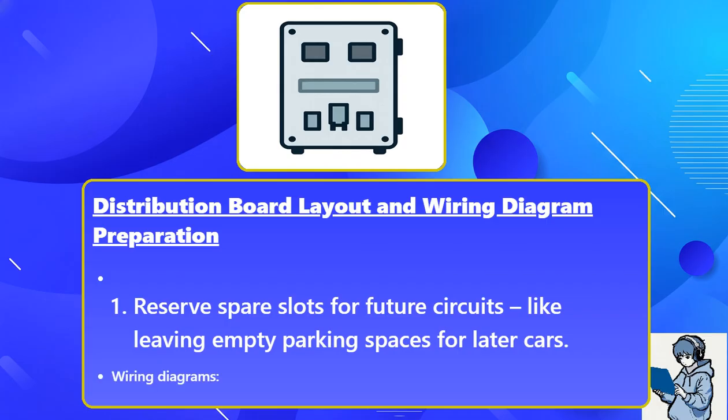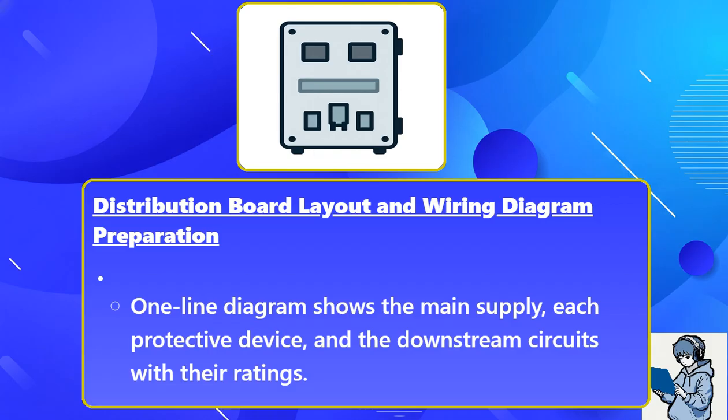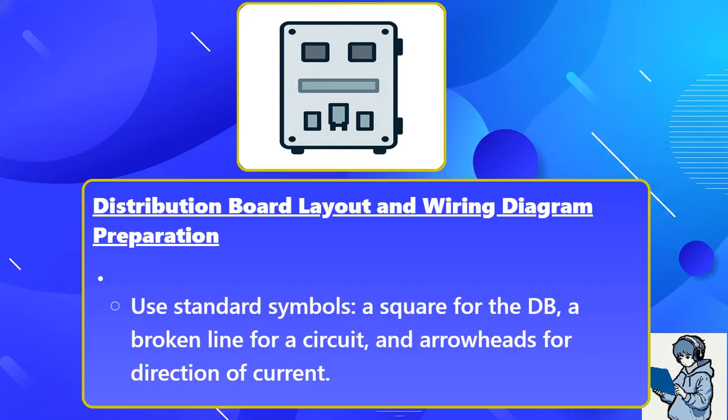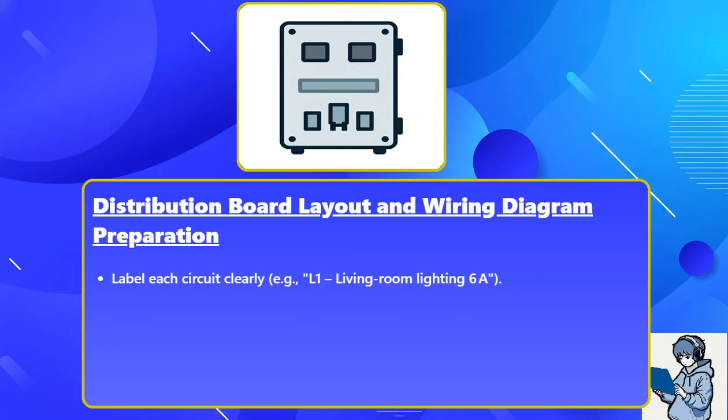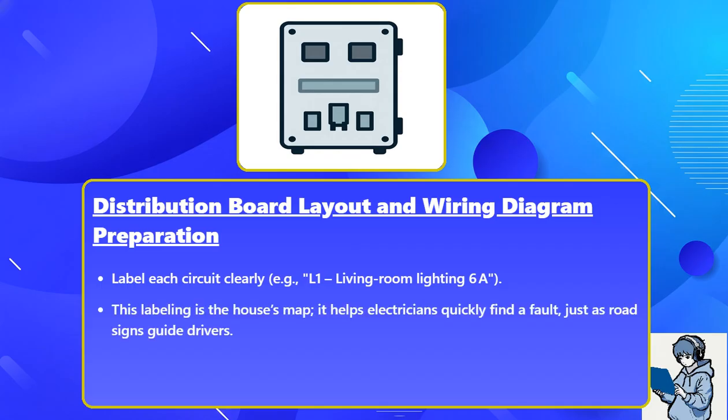Wiring diagrams. A one-line diagram shows the main supply, each protective device, and the downstream circuits with their ratings. Use standard symbols: a square for the DB, a broken line for a circuit, and arrowheads for direction of current. Label each circuit clearly, for example L1 living room lighting 6 amps. This labeling is the house's map. It helps electricians quickly find a fault, just as road signs guide drivers.